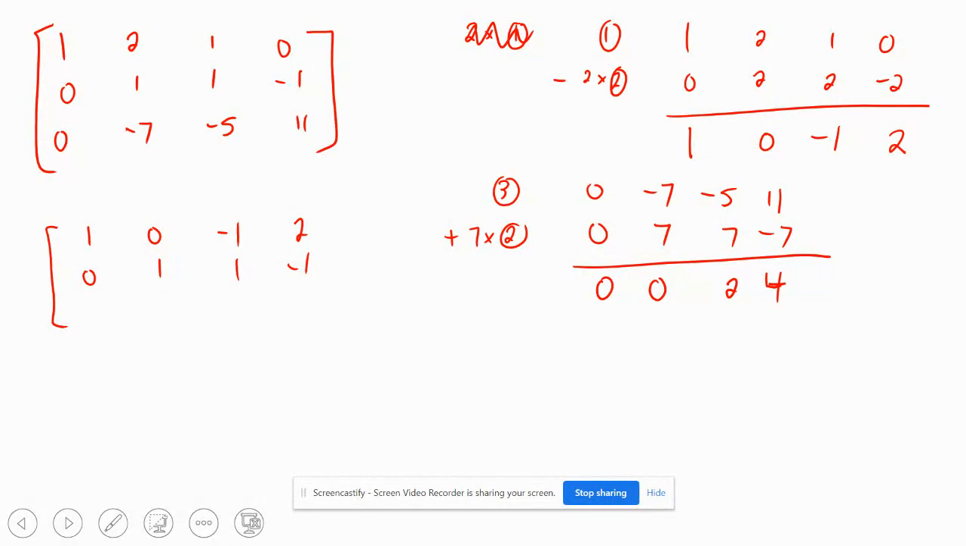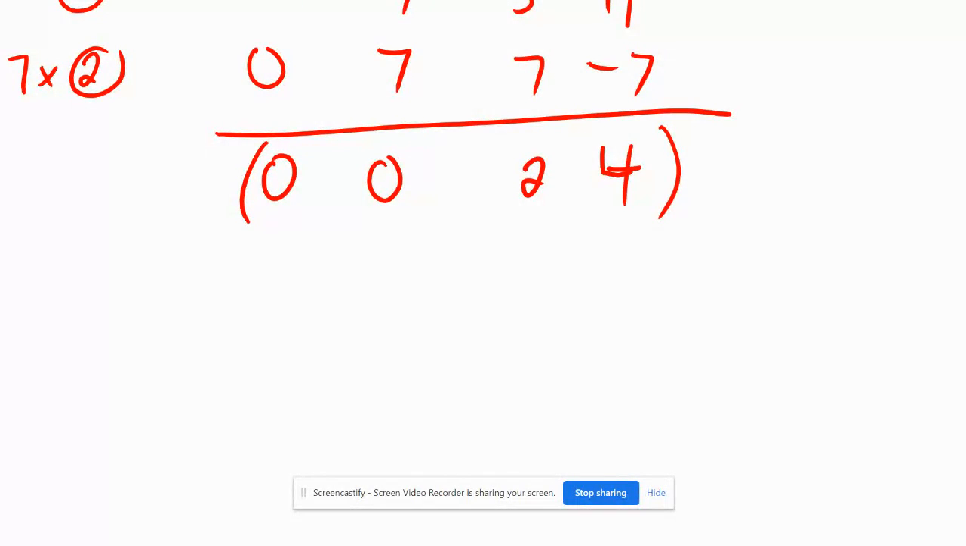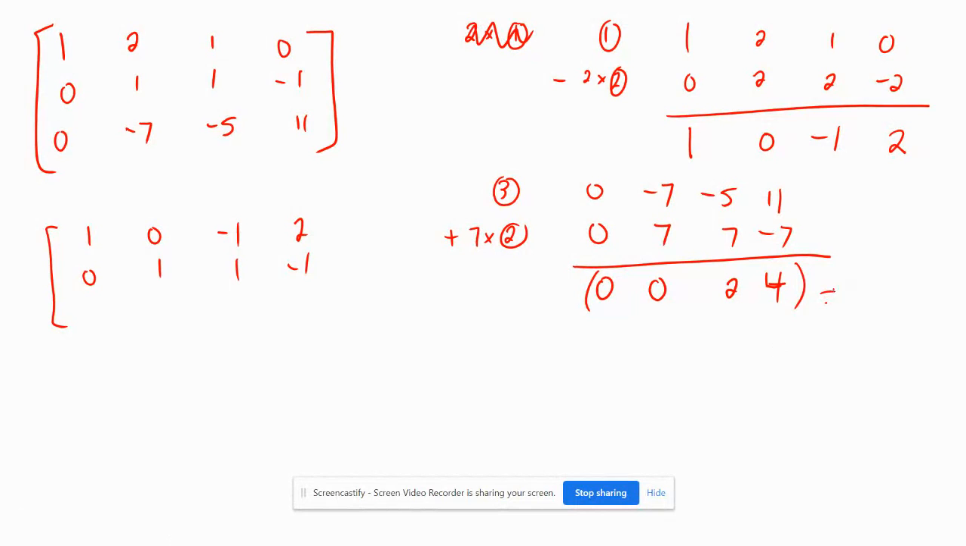Okay, so with this equation over here, I'm going to divide this guy by 2, and I get 0, 0, 1, 2. So it's 0, 0, 1, 2. All right, next slide, guys. Got to write this down.